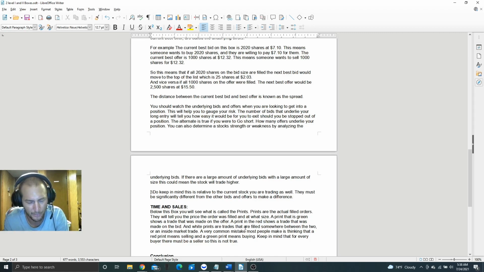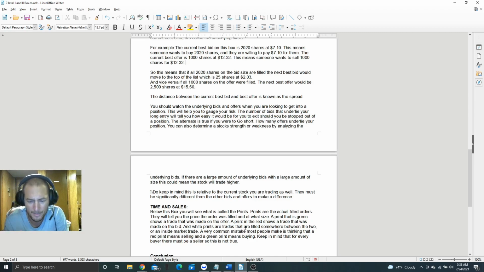A print that is green shows a trade that was made on the offer. So a print that's red shows a trade that is made on the bid. And white prints are trades that are filled somewhere between the two. These are called inside market trades.